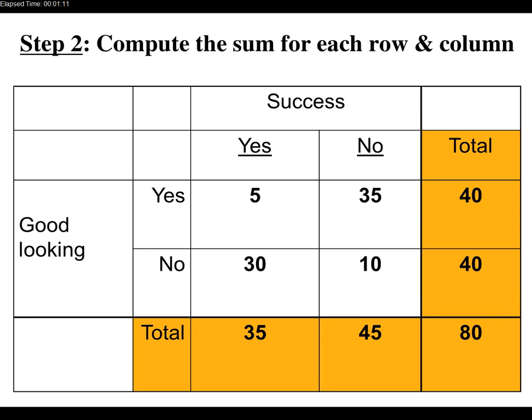This is my recipe, just like when we learned to do the sum of squares in the table of variabilities a couple of chapters ago. Step two is compute the sum for each row and column. All right, so we did that. The rows are 40 and 40, and the columns are 35 and 45. 40 and 40 is 80, and 35 and 45 is also 80.